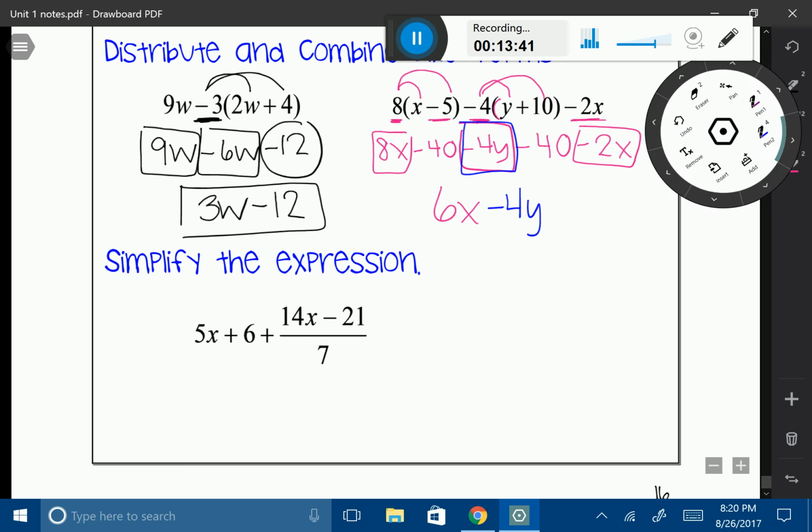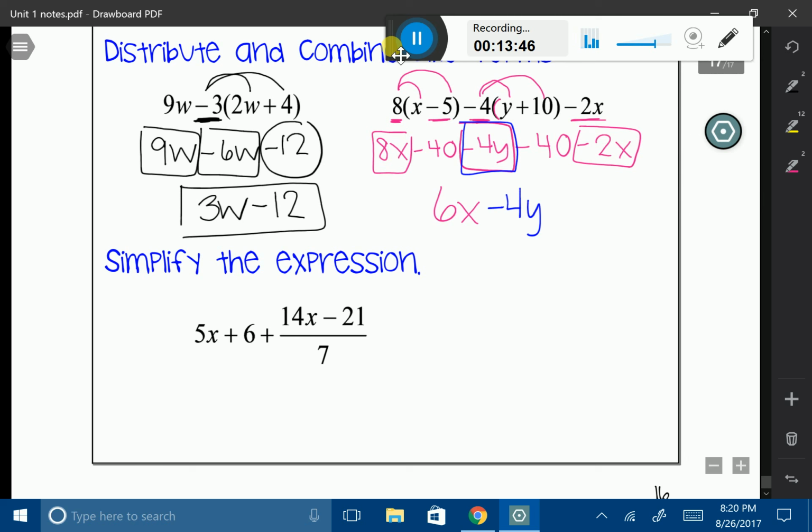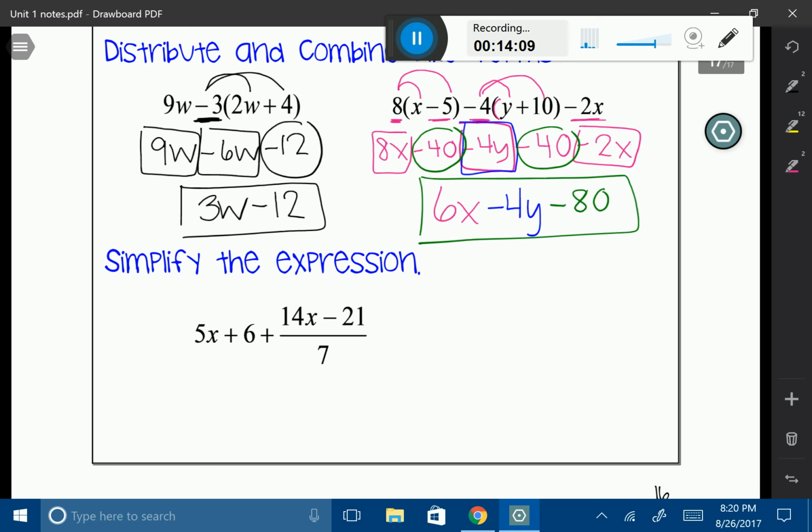He's all by himself. And then I'm going to go ahead and grab a green, and I'm going to circle this time -40 and -40. They are alike because they're constants. They're numbers that don't have any variables attached. So those numbers you can also combine together because they technically have the same last name. That's going to give me -80. And I have distributed and I have combined like terms. I can't simplify any further. And I am done.